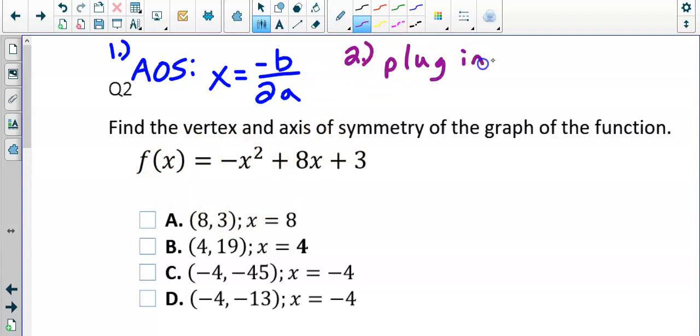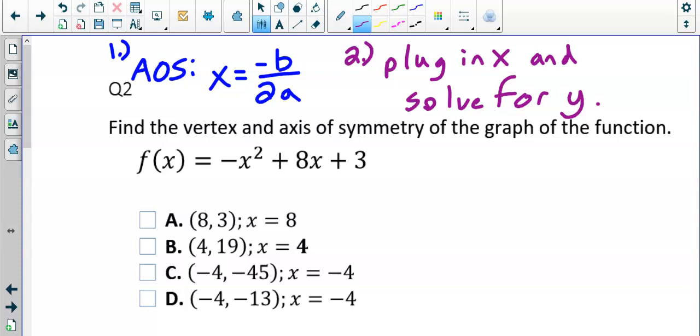Plug in x and solve for y. Okay? So that's one way. That's the algebraic way, which we'll do. But we could also do it another way. You could just go straight into the graphing calculator and use the tools that we know about. Okay? And in the graphing calculator, you'll be using the max or the min tool. All right, so let's do the algebraic way real quick.